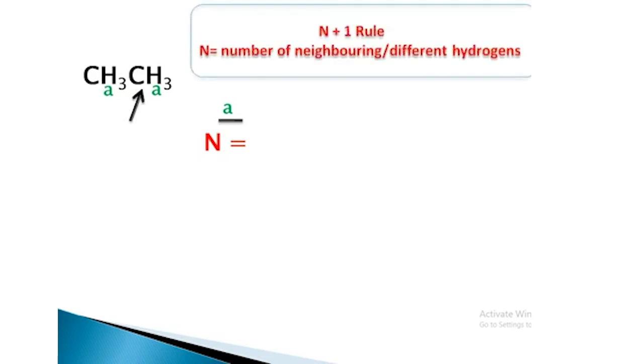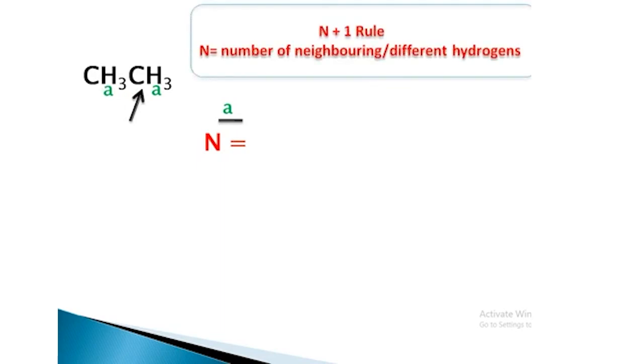Now let us take another example, CH3. Here we have only one kind of proton, both are A. This is a symmetric molecule, so both are A. If you see the value of n, this is the A type proton, and this is bonded to this carbon, that is bonded to another carbon, and these are the three hydrogens.